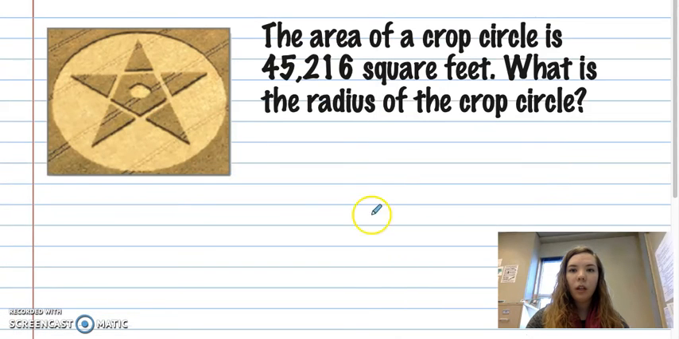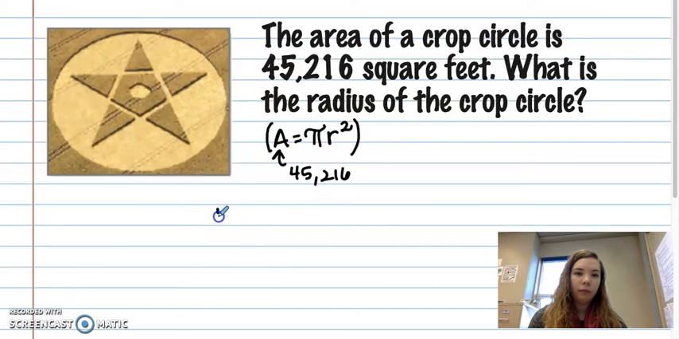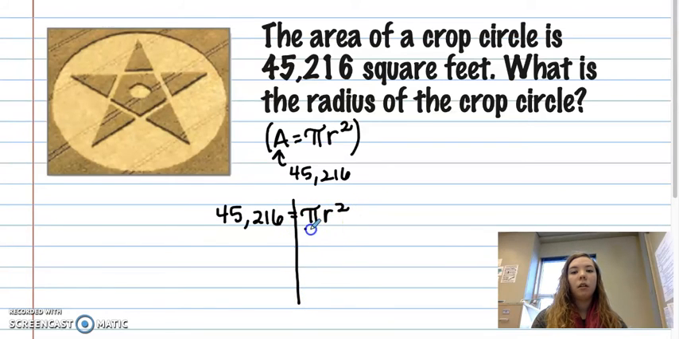Okay. The area of a crop circle is 45,216 feet. What is the radius of the crop circle? On your homework assignment, I give you the formulas at the end in parentheses. So the area of a circle is pi times radius squared. Okay? So here they're telling us our area is this 45,216. So I'm going to plug that in. Now pi is a number, so I'm going to divide by pi on both sides.